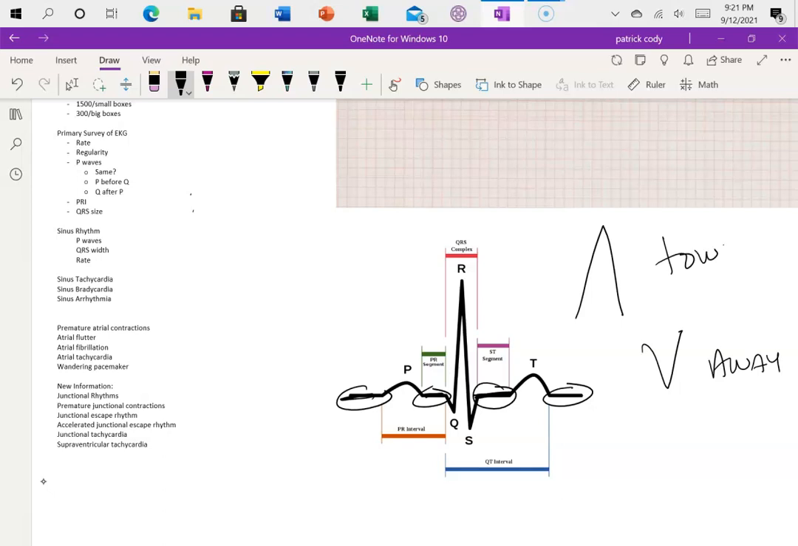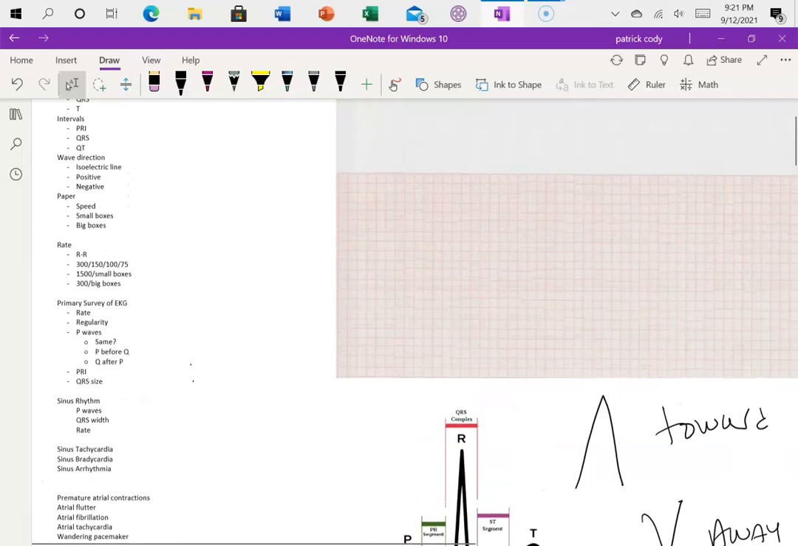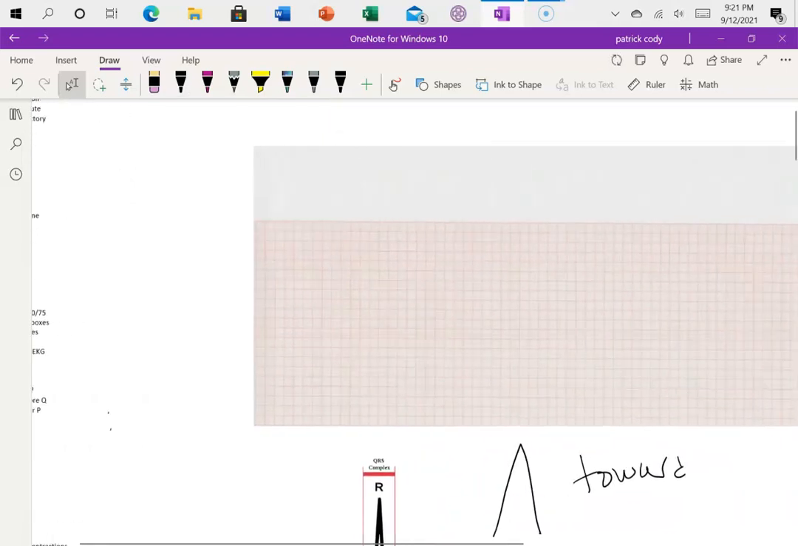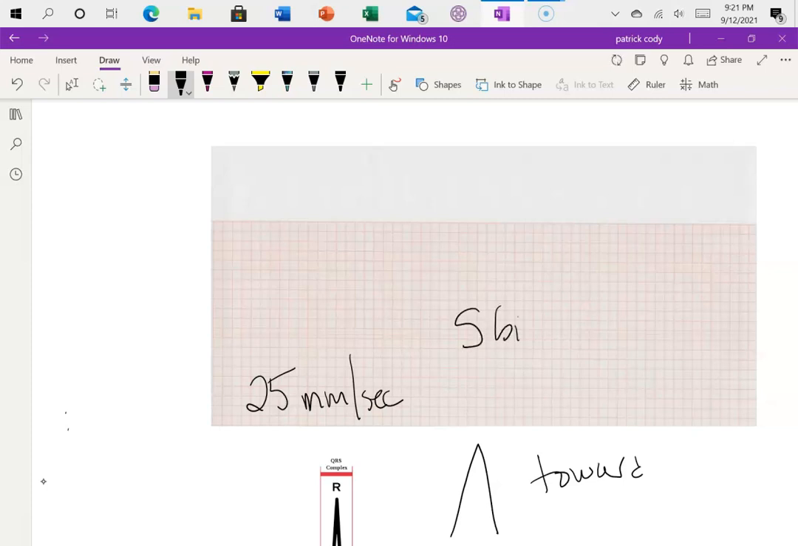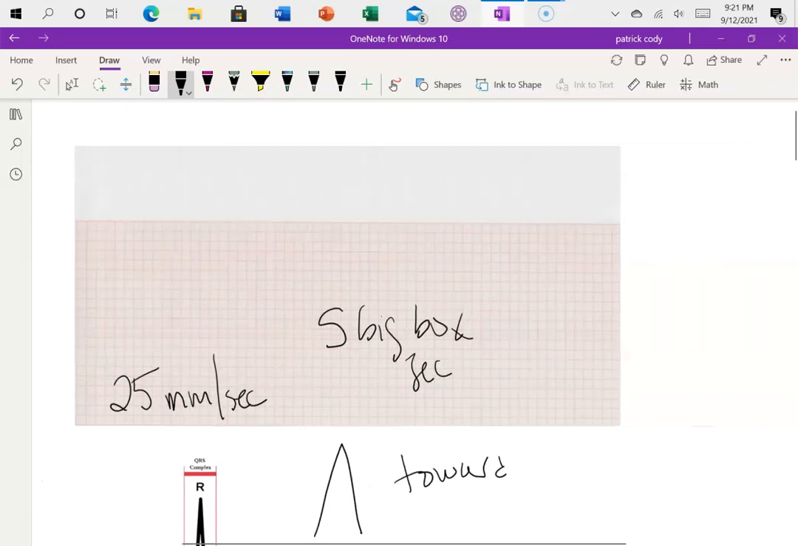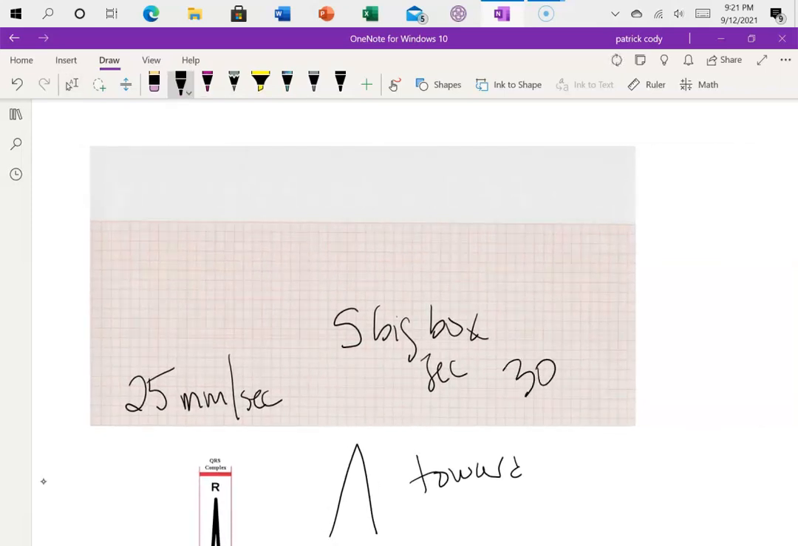So upwards is towards and downward is away. Okay, so while we continue our review, let's look at this paper real quick. Paper obviously being very important to us, and so we know that the paper is 25 millimeters per second, right? So that means it's 5 big boxes per second.